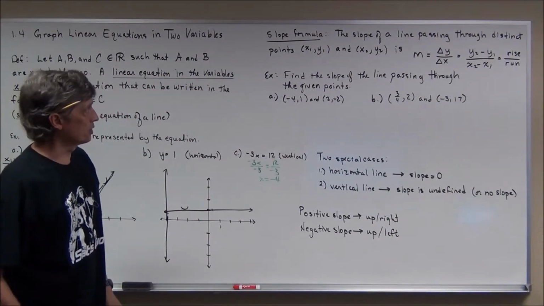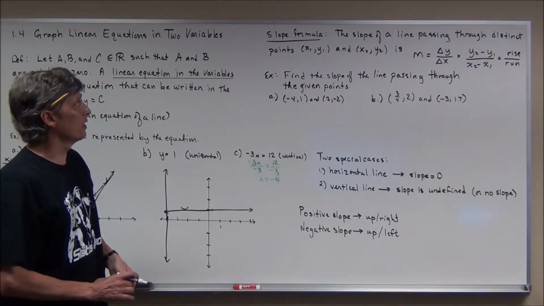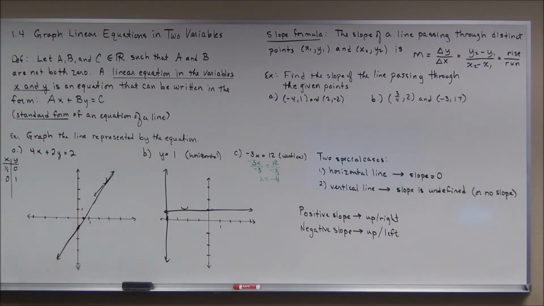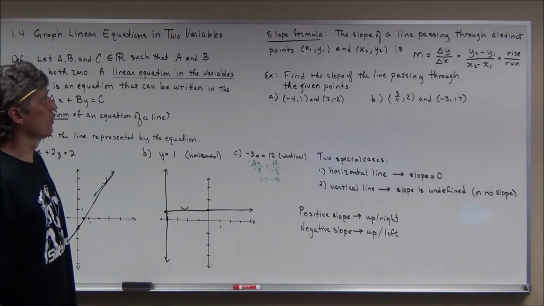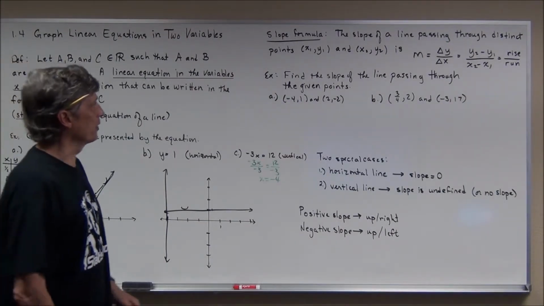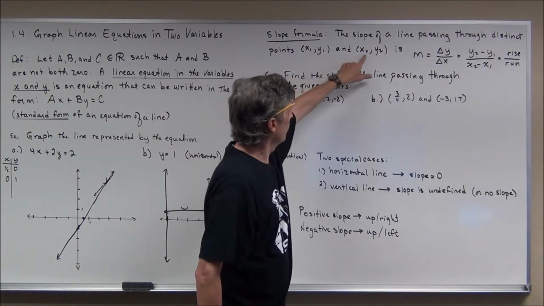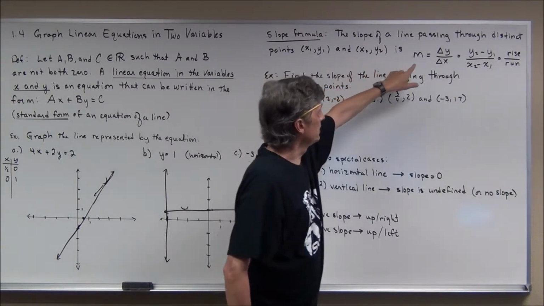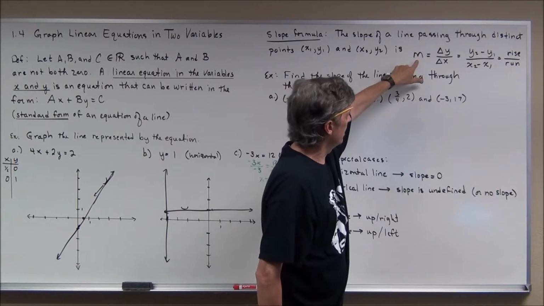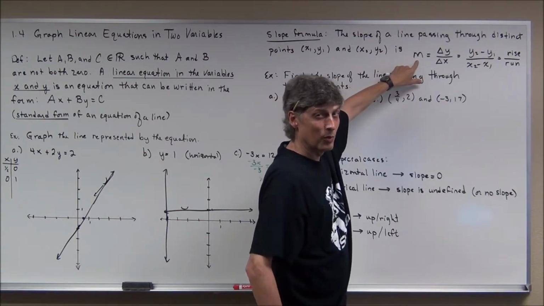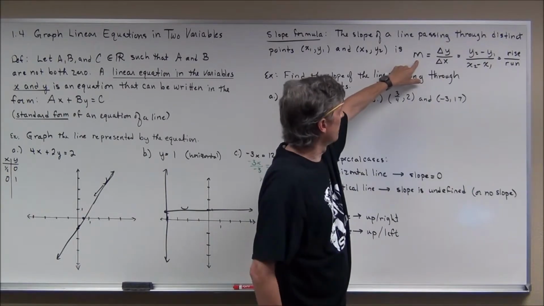The slope formula: the slope is a number that describes the way a non-vertical line is slanted, and we can determine the slope of the line by using the following formula that's written up here. The slope of a line passing through distinct points (x1, y1) and (x2, y2) is m. We use the lowercase letter m for slope. It comes from a French word monter, which means to climb, like to climb a mountain.